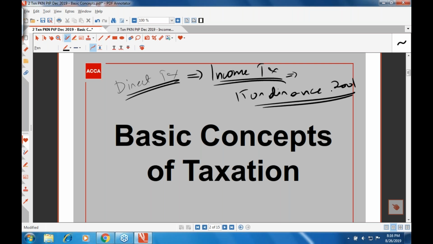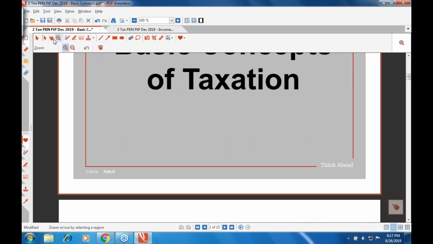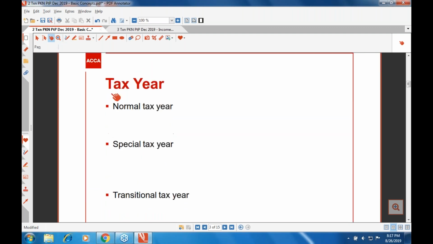When we study the Income Tax Ordinance 2001, before we can move on to the various sources of income, we will have to develop the basic concepts that are prevalent in Pakistani taxation, or any taxation in the world that you would ever study. Let's start with the first concept, the tax year. Just like in accounting we have a financial year, similarly in taxation we have a tax year.